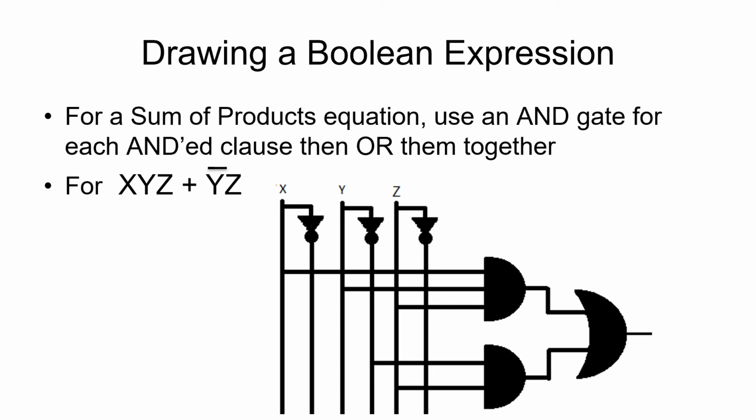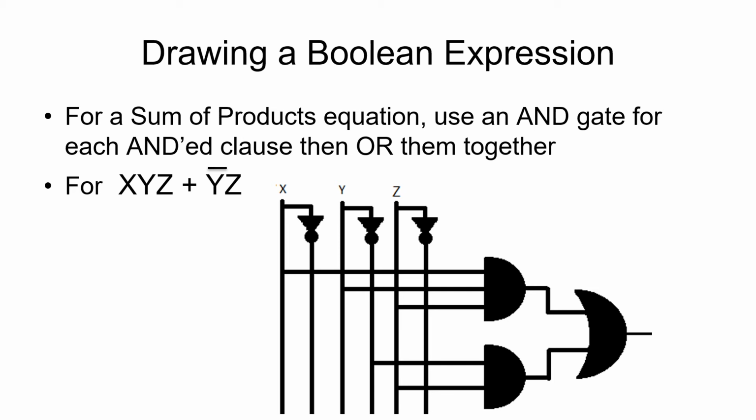Here's an example for the expression X, Y, Z, or not Y and Z. We start with all the values drawn as horizontal or vertical lines, followed by their nots as vertical lines. You don't have to do it this way, but it makes the diagrams frequently much neater and cleaner.